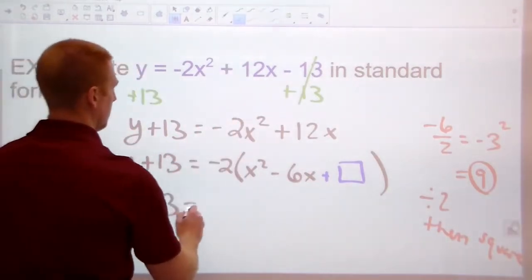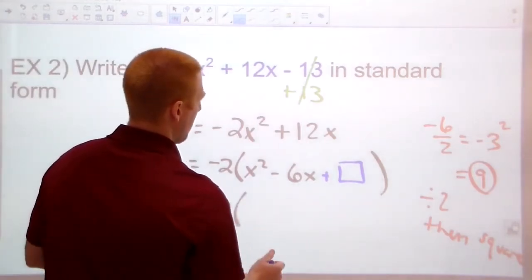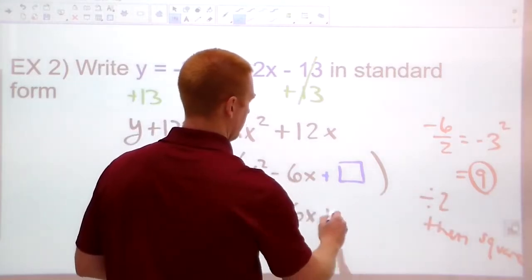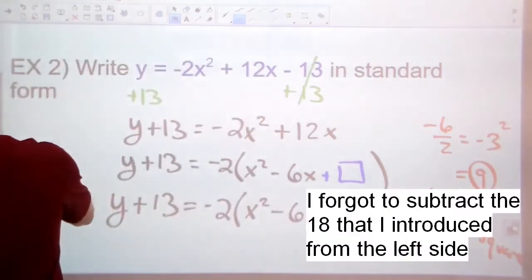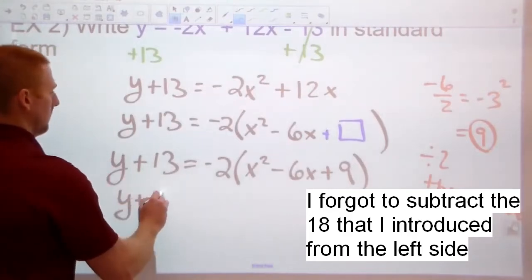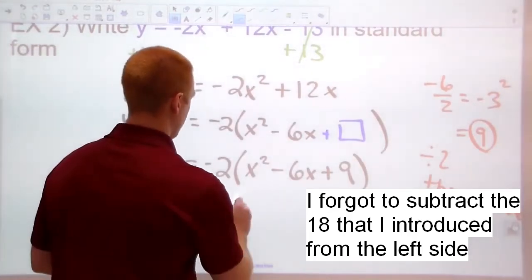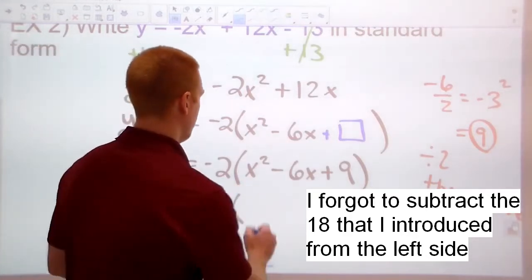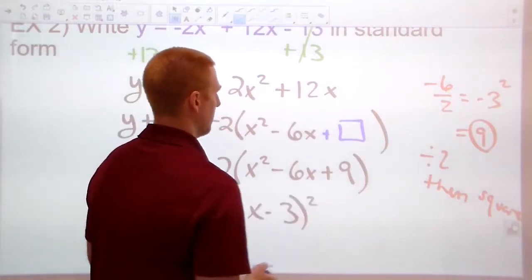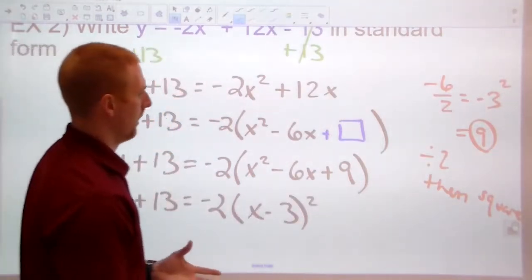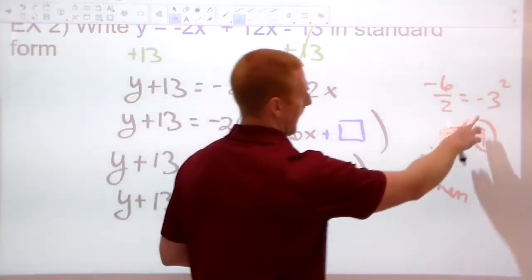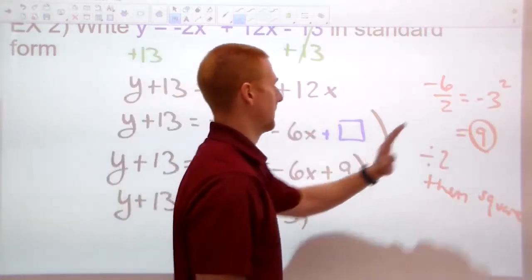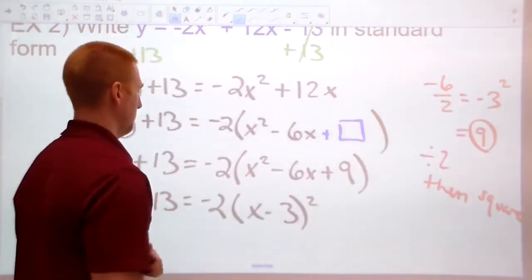Y plus 13 is negative 2 times, and I'll just fill out an x squared minus 6x plus 9. Okay. Now, this part in the parentheses, that's a perfect square trinomial. That's going to be x minus 3 squared. Do a little bit of factoring to confirm that, but the shortcut is whatever you got when you divide it by 2 right here, it's going to be x plus that number. So we took negative 6 divided by 2, got negative 3, it's going to be x minus 3.